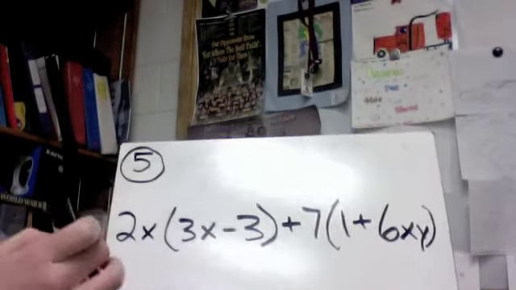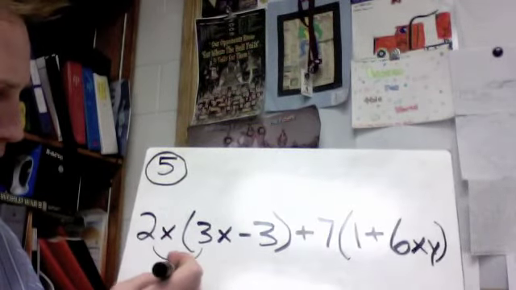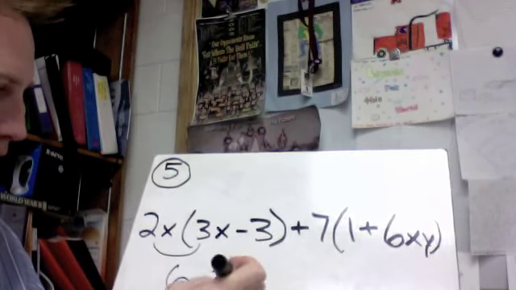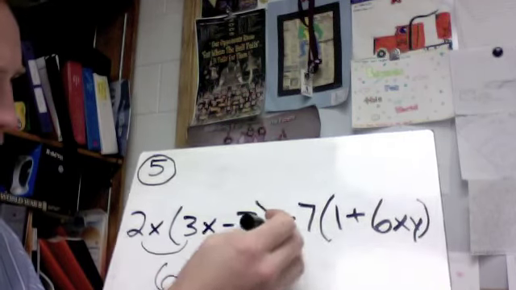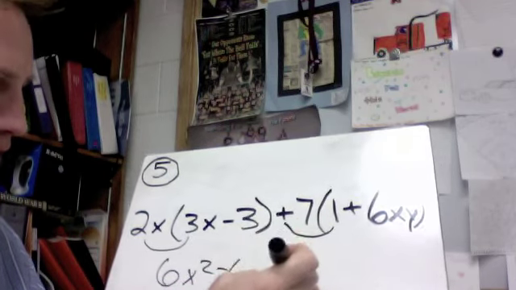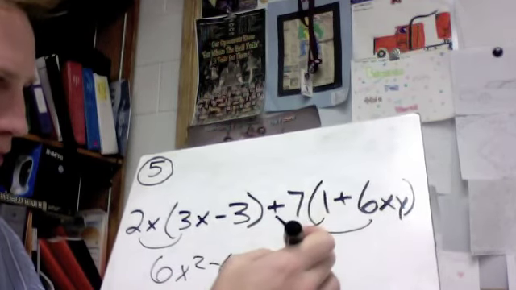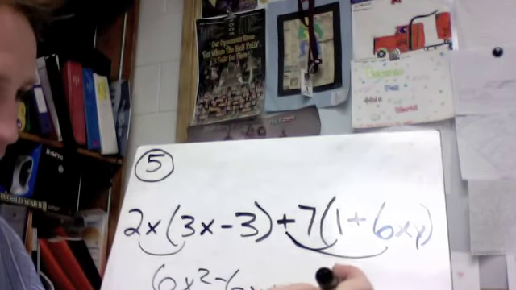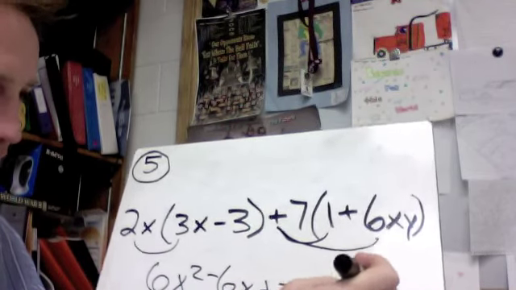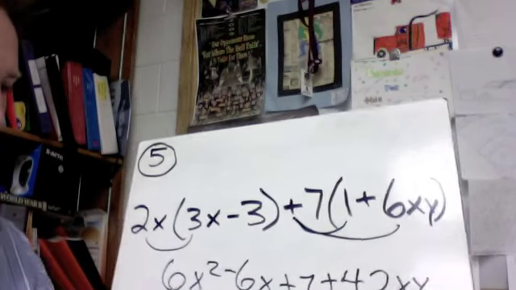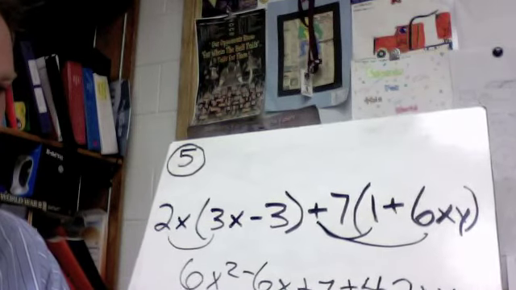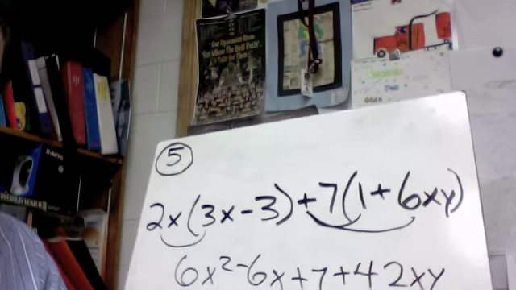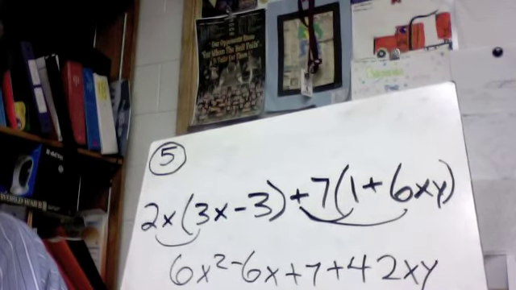Number 5. 6x to the second, negative 6x, positive 7, positive, yes, Josie, 7 times 6 is 42. 42 xy, isn't that the one you always ask me which one it is? So we've got this. Looking on here, it does not look like we've got anything to put together, so this is going to be your final answer.